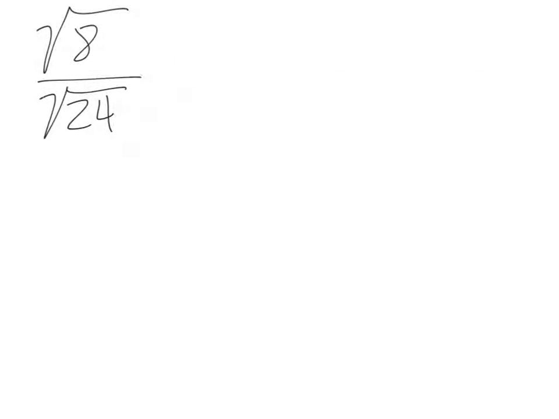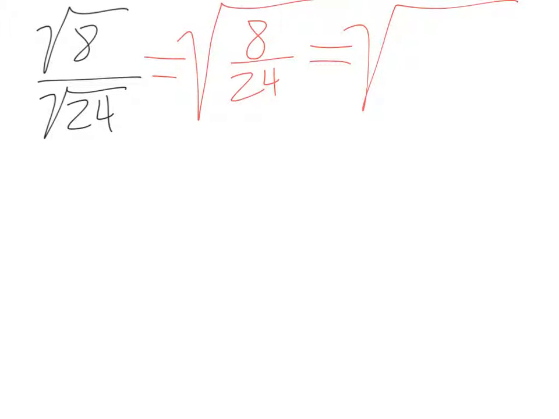Okay, and then our last example, we have the square root of 8 over the square root of 24. Now if I look at these two and realize that I can simplify or reduce it if it were a fraction, then I am going to combine the square root symbols. So instead of the square root of 8 over the square root of 24, I'm just going to make it the square root of 8 over 24. And then I can reduce that fraction. So reducing that fraction, I get the square root of 1/3.